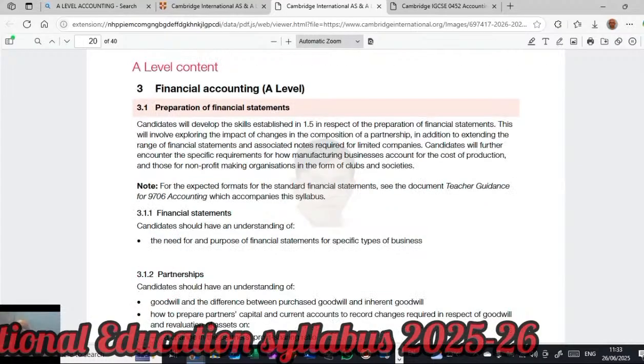So A level content. What is in A level content? Financial accounting A level content. So preparation of financial statements. All these things you already learned in AS level. Most of it you have learned in AS level, but this is a step ahead. We'll have to move a step ahead with all these things.